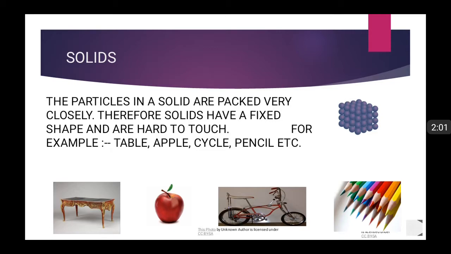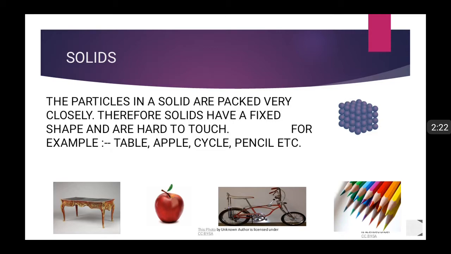As you can see around yourself also, you have tables or chairs. They are made up of wood. They are very hard and they also have a fixed shape. If you punch your table, its shape doesn't change. So they have a fixed shape. All solids have a fixed shape and are hard to touch. When you touch them, they feel very hard.